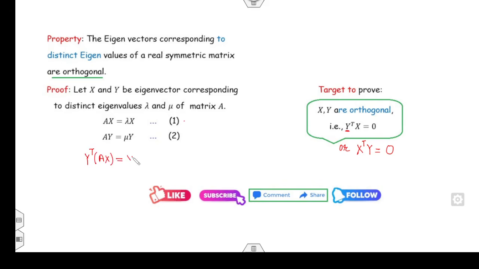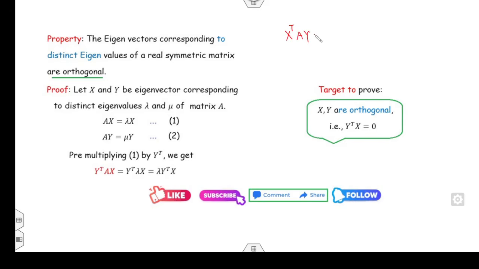Fine. So it will be y transpose of lambda x. Lambda is a constant which is outside. It's lambda y transpose of x. Or since we need x transpose also, so I can pre-multiply equation number 2 by x transpose. A of y, mu I can take as outside, x transpose of y.